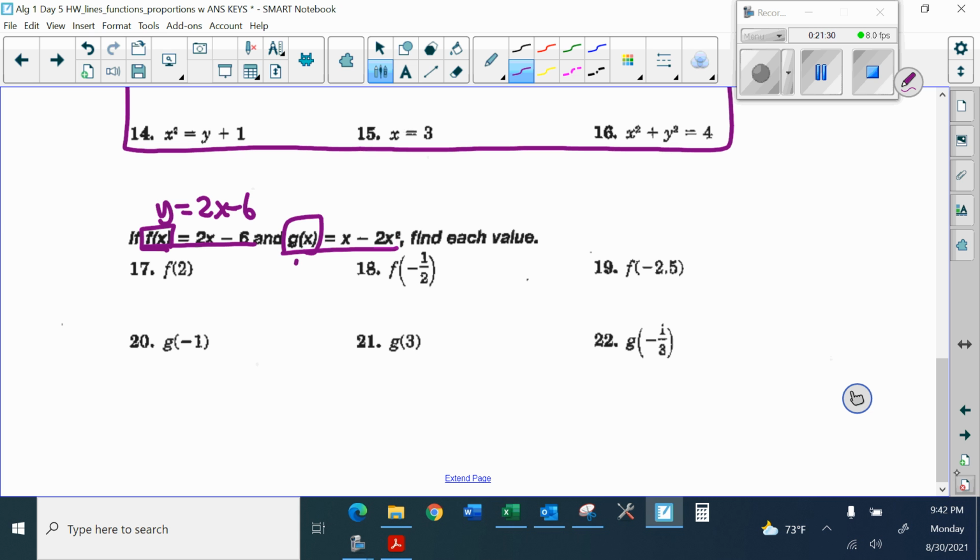So again, this just says plug 2 in for the x. So I have the f of 2 equals 2 times 2, because I'm plugging in for the x, minus 6. So the f of 2 equals 4 minus 6, negative 2. Okay, so that's what you'd write. The f of 2 equals negative 2. You show your work by plugging it in, and you can do that basic math in your head. Okay, so that's what you're going to do for the rest right there.